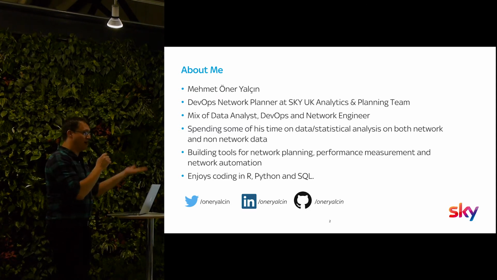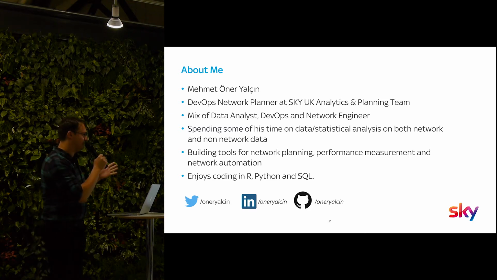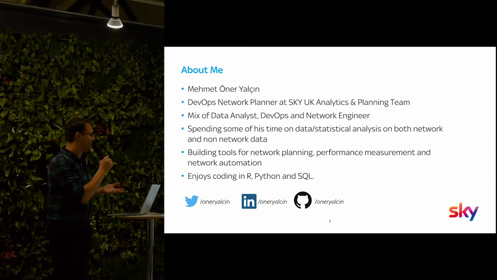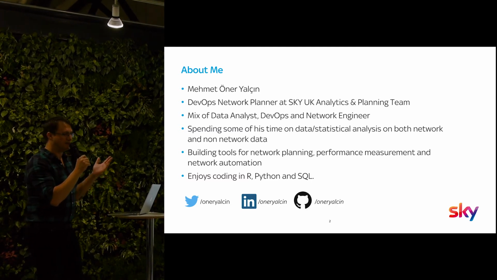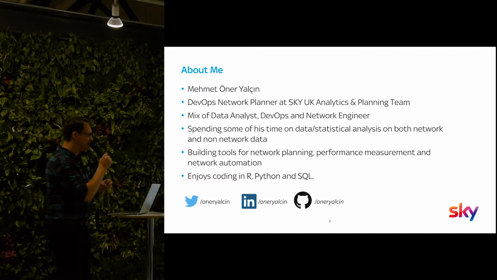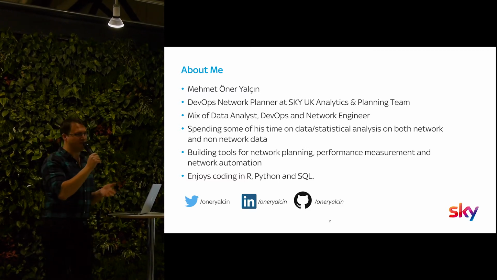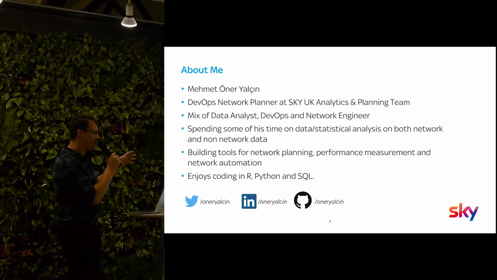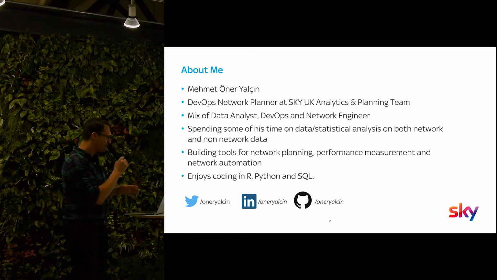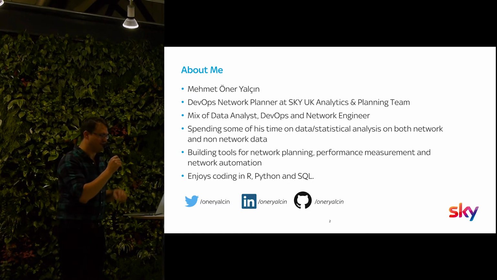And so I'm spending most of my time in between all these three tasks, and I also do a bit of network automation. Maybe that's going to be another talk at a later time, but today I want to talk about how we measure the performance, and this is a little bit more on the system side of things. And I enjoy coding in R and Python and SQL.